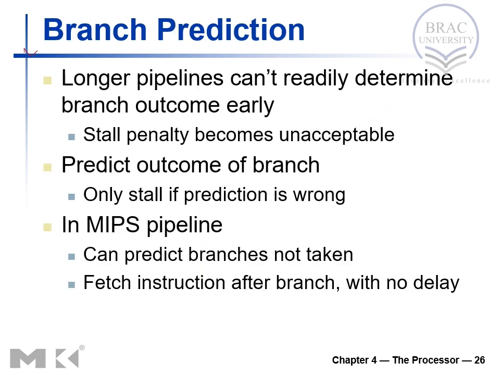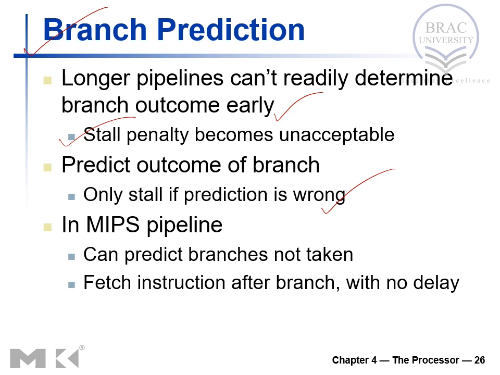But by that time, we have lost quite a bit of time. Branch prediction: longer pipelines can't really determine the branch outcome early. Longer pipelines means there are loads of instructions coming into the pipeline, so it is really hard to determine the branch outcome early. The stall penalty becomes unacceptable in those cases. Predict the outcome of the branch, and only stall if the prediction is wrong. This can be one option.